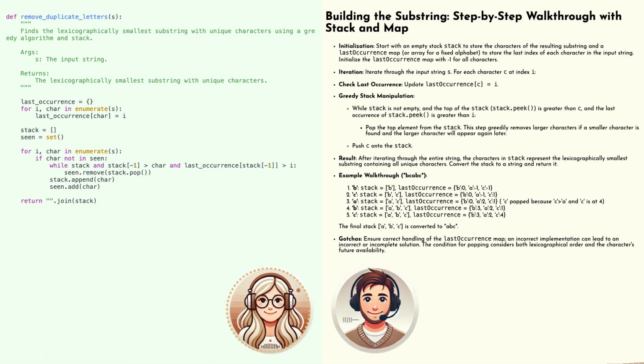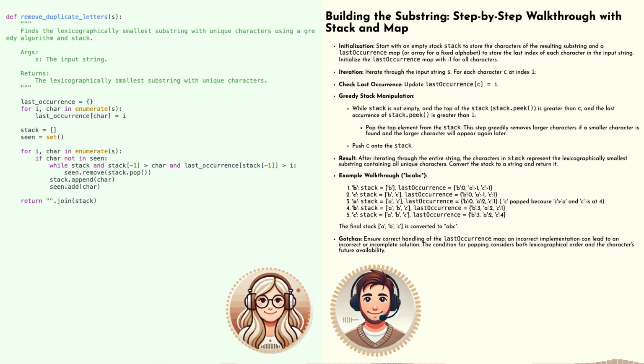Next letter, we encounter B again. B is larger than A, but we know we need it in our final substring, so we just push it on the stack. Now we have A at the bottom and B on top. Finally, the last letter, C. C is larger than B, and we see that the last occurrence of C is at our current position, index 4. So we can safely push C onto the stack.